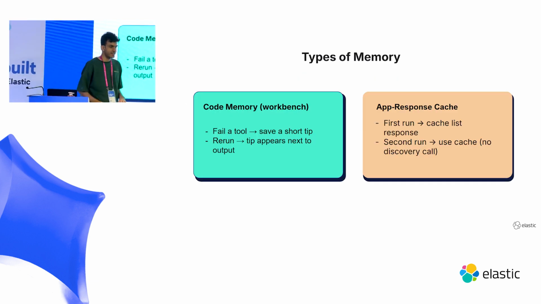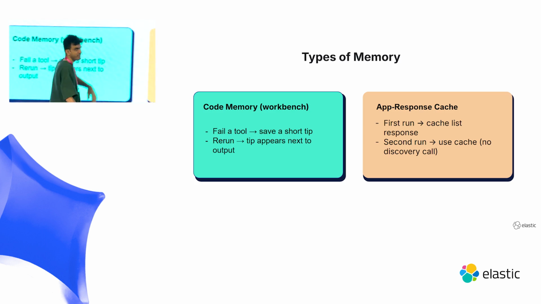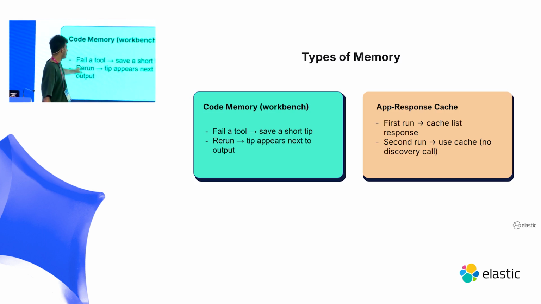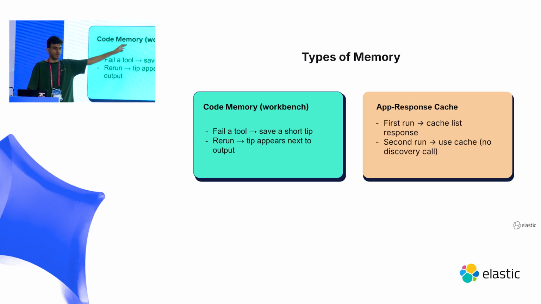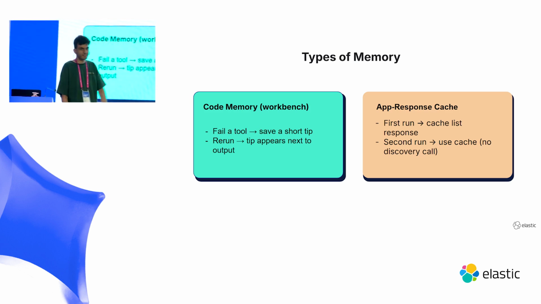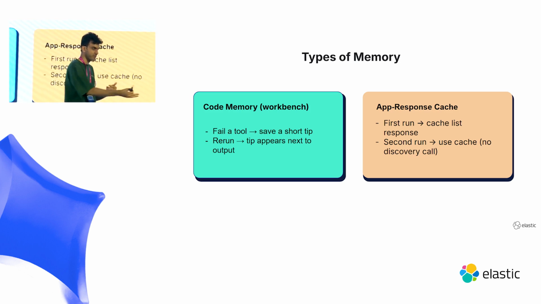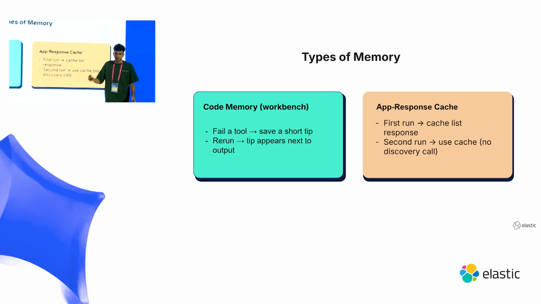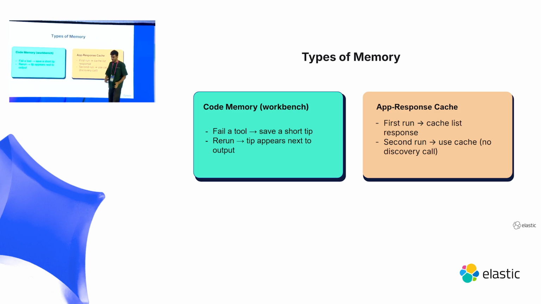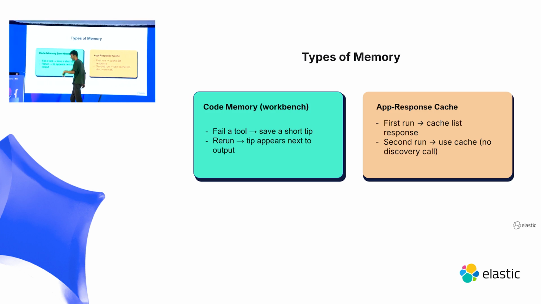So, just to reiterate what I said earlier, for code memory, a tool fails, I save a short tip: okay, this is how it failed. And the next time I run, the tip appears for the agent. And for the app response cache, the first time you run this specific important action, you save the whole thing into a cache. And the next time it runs, you just take the cache from there and use it, right?